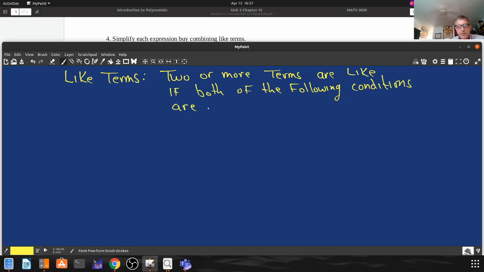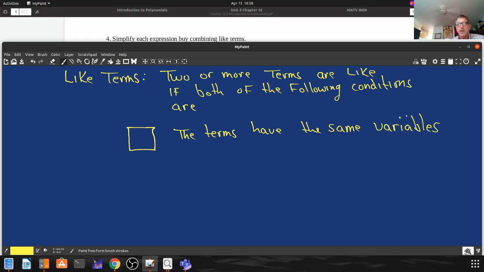So what are those two conditions? The first condition, I put these as check boxes. The terms have the same variables. So if this condition isn't satisfied, you're done. They're not like. And if you put a check mark in that first one, then you're still not done. You have to put a check mark in the second box.